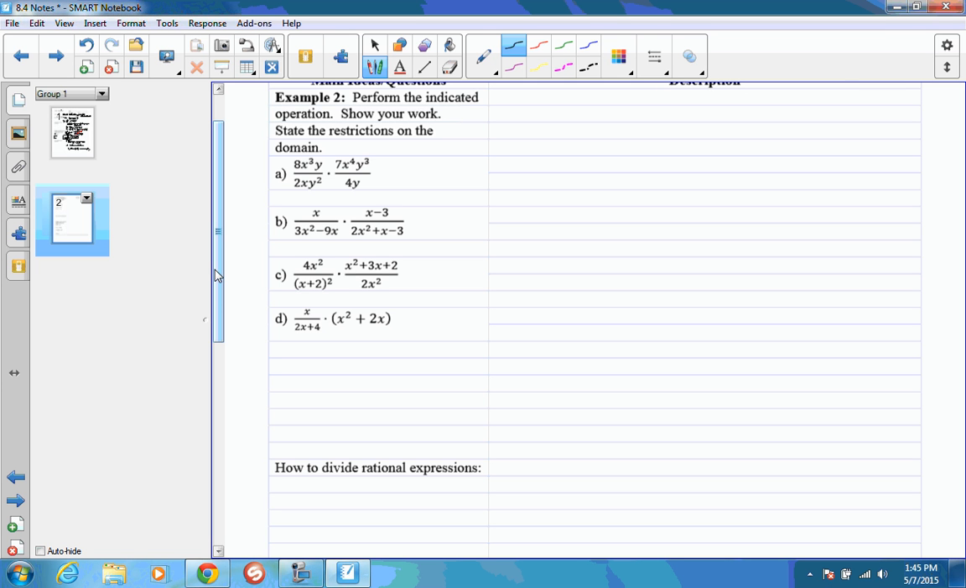Perform the indicated operation. Show your work. State the restrictions on the domain. Same question as before, right? But look, I've got a rational expression, a fraction, times another fraction of the rational expression. Is there not a fourth step? Nope.